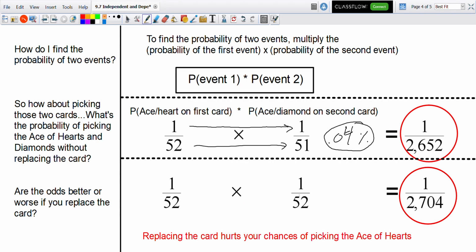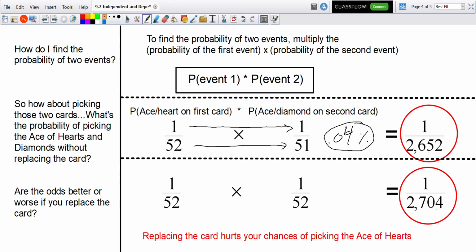Okay, so it's a 1 out of 52 chance times, because I multiply the probabilities together. If I put that card back in now, there's going to be 52 cards in the deck again, because I'm replacing the card after picking it first. So 1 out of 52 chance of picking ace of hearts, put the card back in, times 1 out of 52 chance I pick the ace of diamonds on the second card. Okay, multiply straight across, I get 1 out of 2,704.